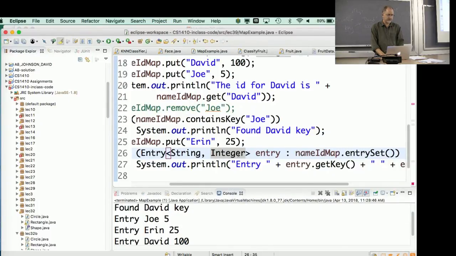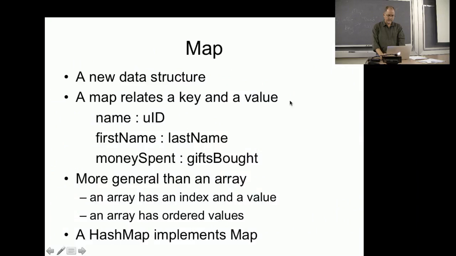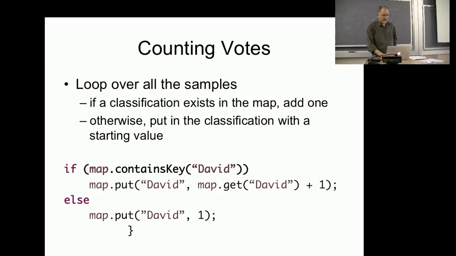Now we can use this to solve our voting problem. That's why I went down this path. We're going to have orange as the key, apple as the key, and some kind of vote count as the value in the map. I can go through and ask, does my map already know about this label, orange or David, wherever it is? If it does, that's a vote for it.